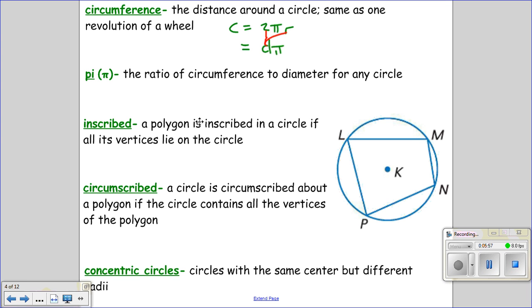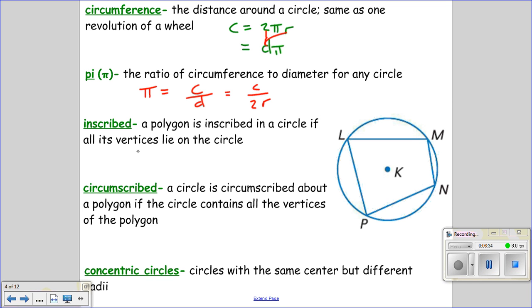Pi is known as the ratio of the circumference to the diameter of any circle. So again, pi is equivalent to circumference divided by diameter, which is also the same thing as circumference divided by 2 times the radius. And it's true, you can take any circle, no matter the size, and divide the circumference by the diameter, and it'll be approximately 3.14, which is the approximation for pi.